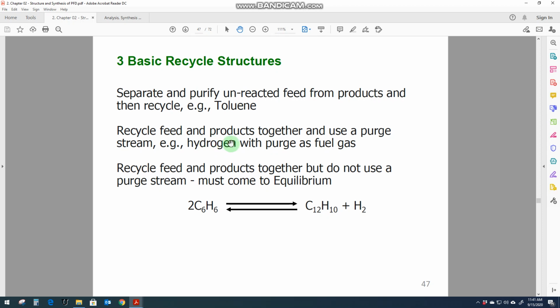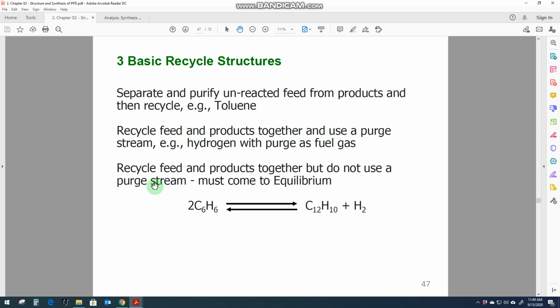Recycle feed and products together, with a purge stream, for example, hydrogen with the purge used as a fuel gas. This is the second recycle structure that we can use, in which the recycle feed and products are used together, and you can use some purge stream. We will see the details of this structure later.